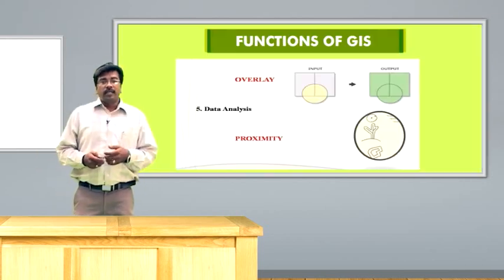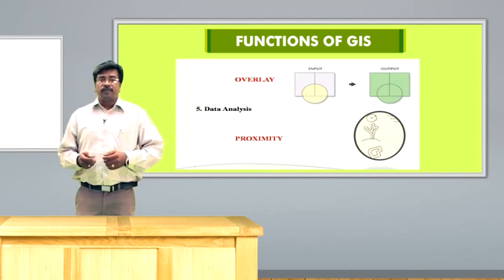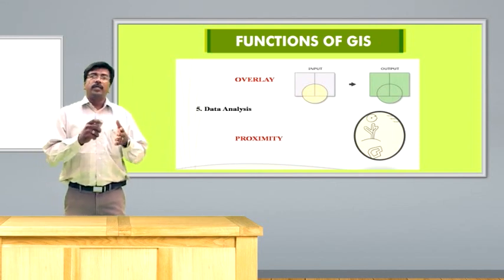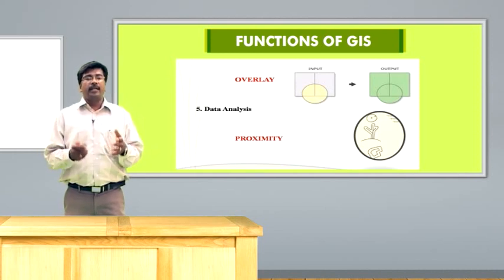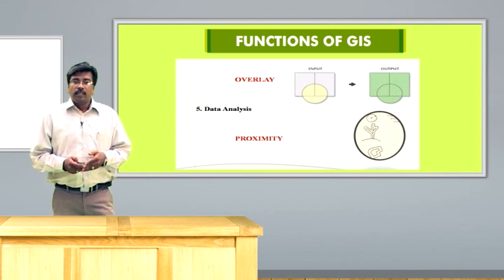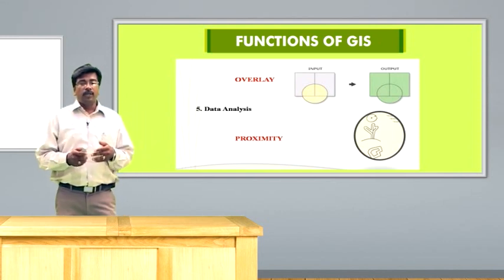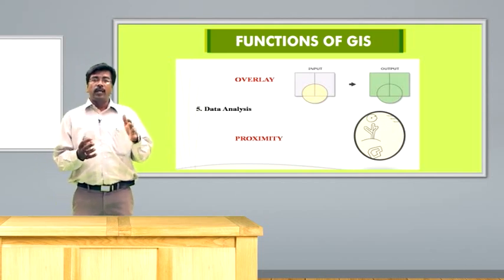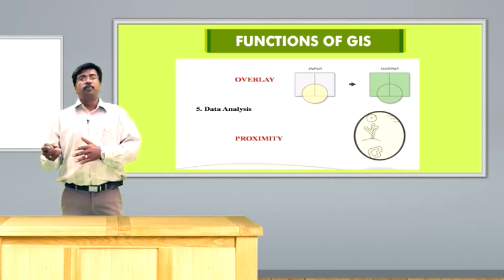The next thing is the data analysis. This is the fifth function, wherein whatever the data you have inside the GIS, it can be analyzed in different ways. So the first form is the overlay. You can see from this example you have two different maps, that is the input, and this can be overlaid to form a single output.